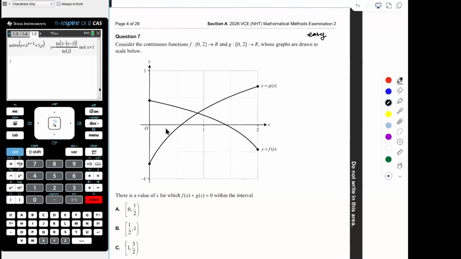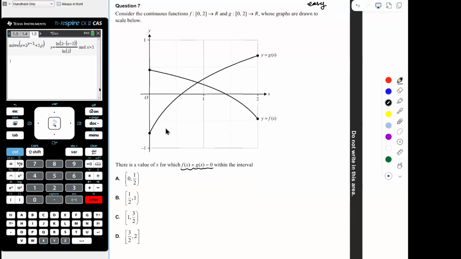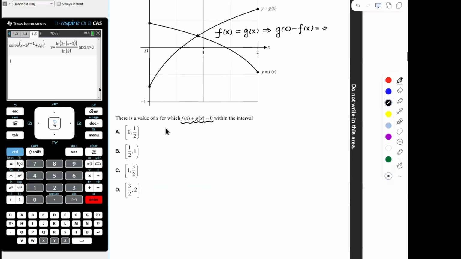Okay, so now we consider the following two graphs, f of x and g of x. They had an intersection near x equals y. However, this time we want to find the solution to f of x plus g of x. So this intersection here is where f of x equals g of x, which would give us g of x minus f of x equal to 0, rather than g of x plus f of x equals 0.